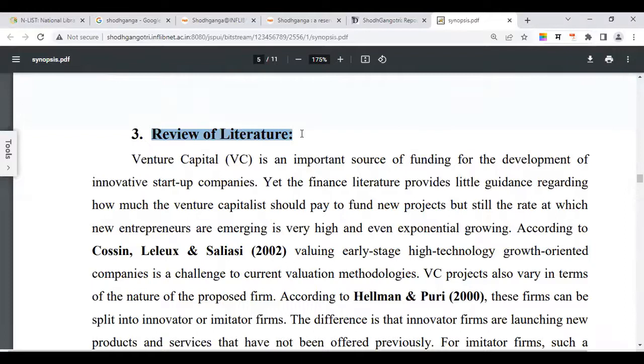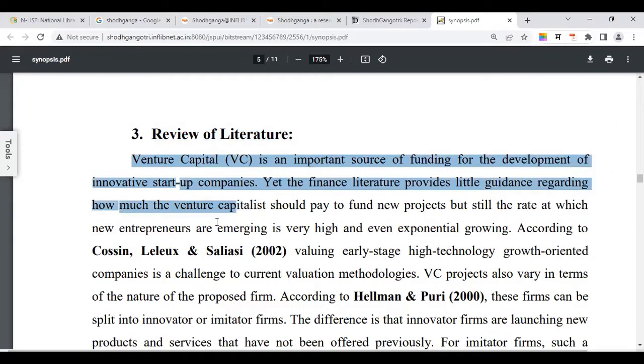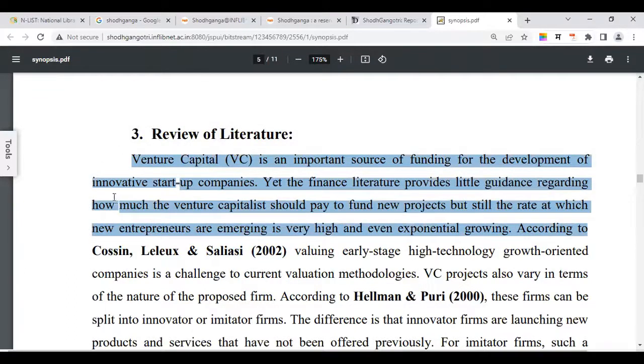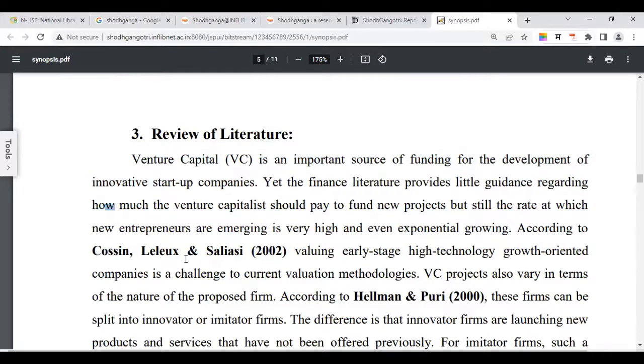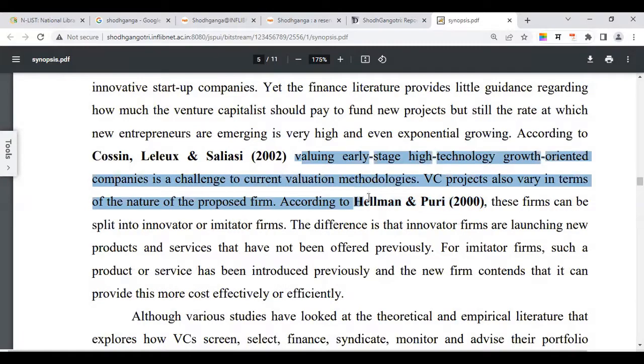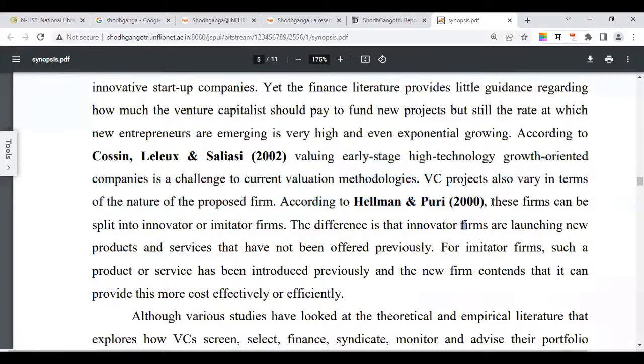For example, on venture capital, you can say it's an important source of funding for development. This type of research has been carried out. Some people wrote their research article in 2002 on this, so we have to mention that. This person, Kozin and Lilacs, has done some work on this. Later you may find in the literature review that Hellman and Puri also have found something. They have written something. So you have to write this in a specific format.